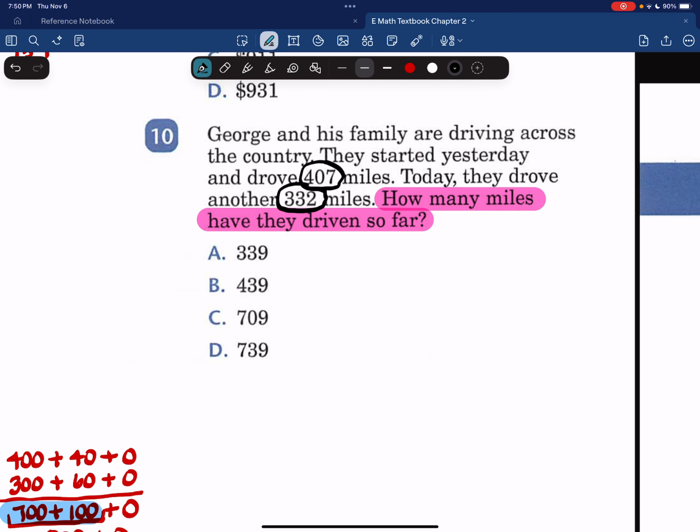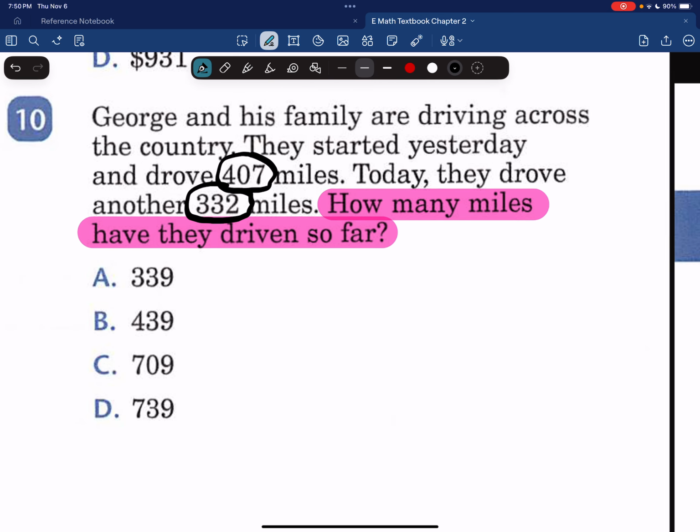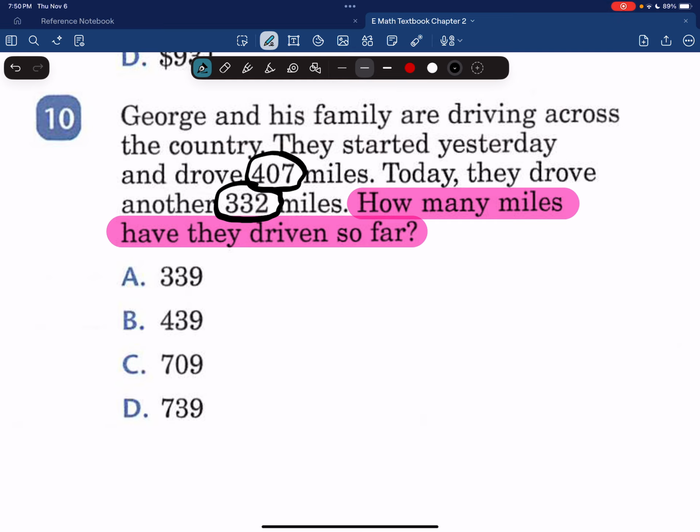Now, I have a rule for myself that if my story is about something moving, I draw it. It could be a car driving. It could be a person running. It could be an airplane flying. It could be rain falling. It could be a flea jumping. Any movement I'm going to draw.